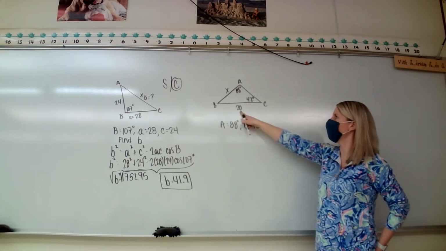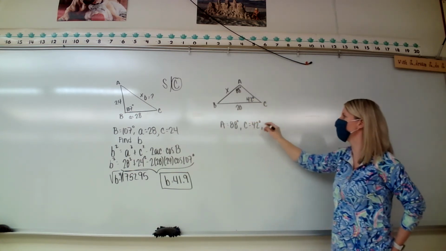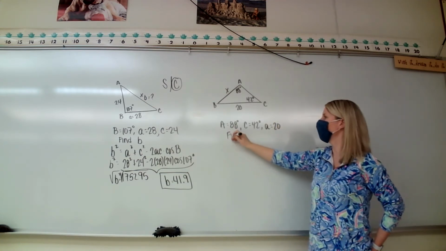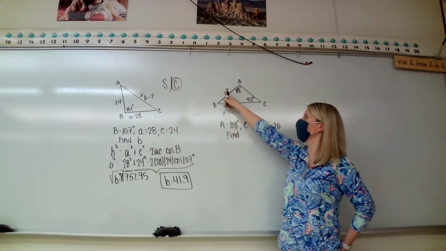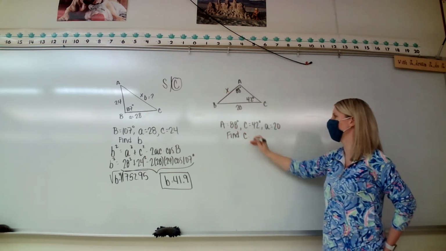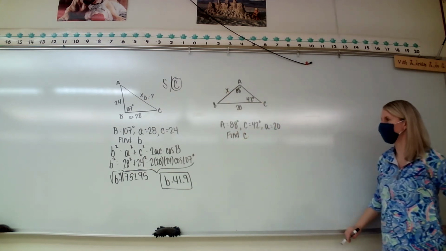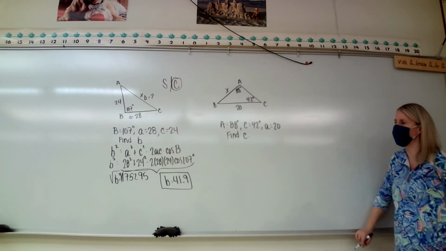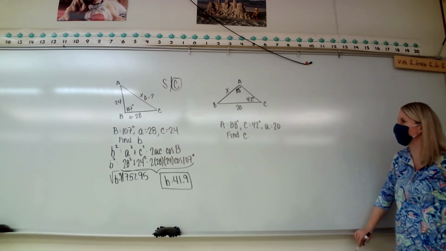I know this side, which is across from angle A, so that's side A, is 20. And it wants me to find this side, which is across from angle C. I know they labeled it X, but I'm gonna label it as just side C. I like to keep everything in the ABC range, because that's kind of how our formulas are set up, so it just makes more sense in my head.